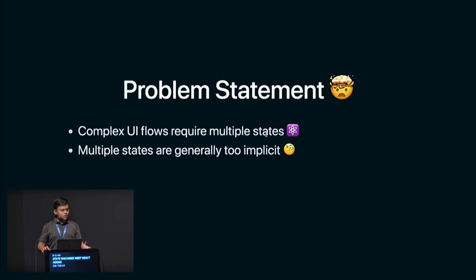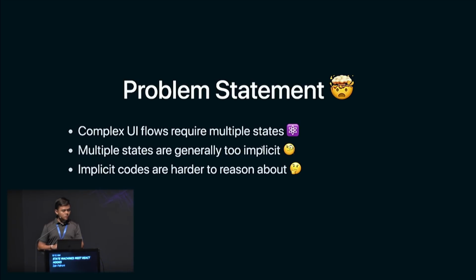And multiple states are generally too implicit, which means probably let's say we have 3 states. We have a combination of 3 states on that component, right? And then we have 4 states, we have combination of 4 states. And imagine if the UI is too complex, we can get the states exploded, and it's getting harder to manage the states inside that component.